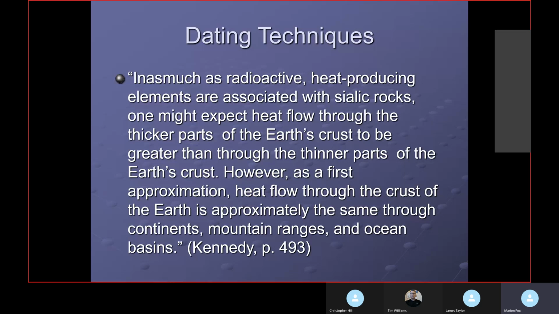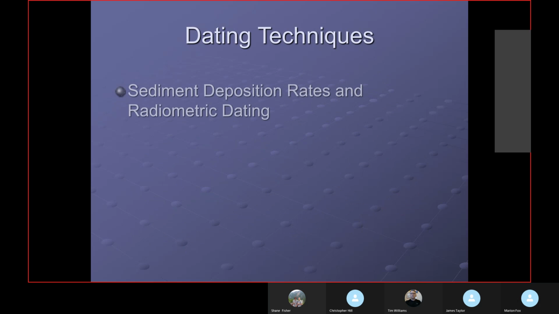Kennedy had some pretty good points in his article, and it was published by one of the high-powered journals, remember that. Insomuch as radioactive heat-producing elements are associated with sialic rocks, one might expect heat flow through the thicker parts of the Earth's crust to be greater than through the thinner parts. However, as a first approximation, heat flows through the crust of the Earth approximately the same through the continents, mountain ranges, and ocean basins. That's interesting. It shouldn't be. It ought to transfer at a different rate through those areas, but it's approximately the same.